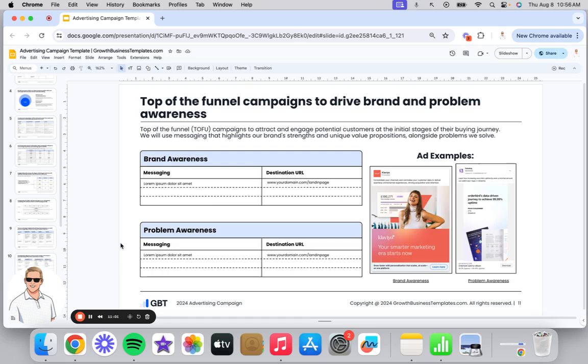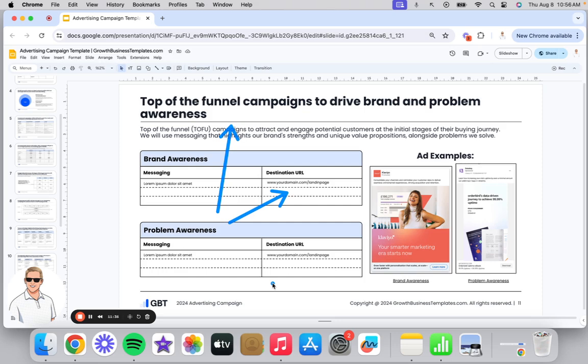Then I go into real examples. If you don't have an example produced for creative, it's good to give examples of other best-in-class businesses. In this case, I included an ad example from Klaviyo and then another one from Datadog. Then you can get into the messaging of what you're going to promote in that particular ad, whether it's a brand ad or a problem ad. These are for top of the funnel. And then the destination URL, so whoever you're presenting this to knows where you're sending the traffic. And maybe that's a landing page.